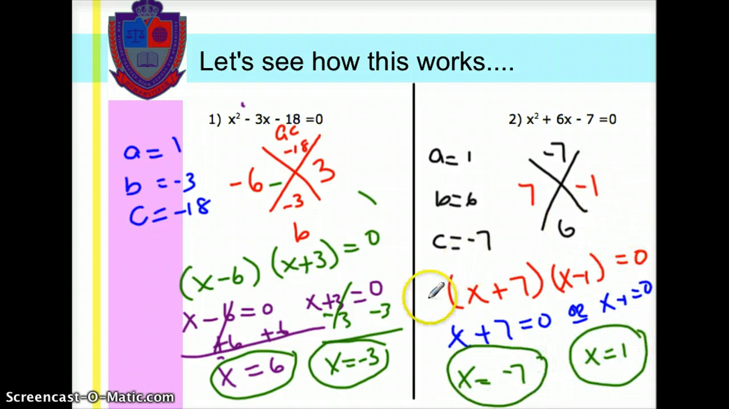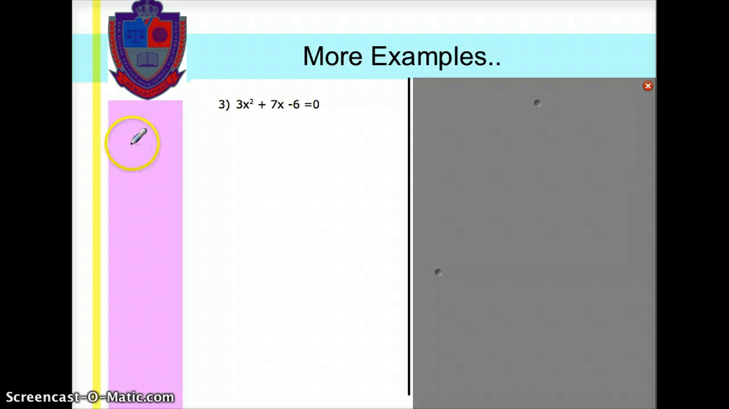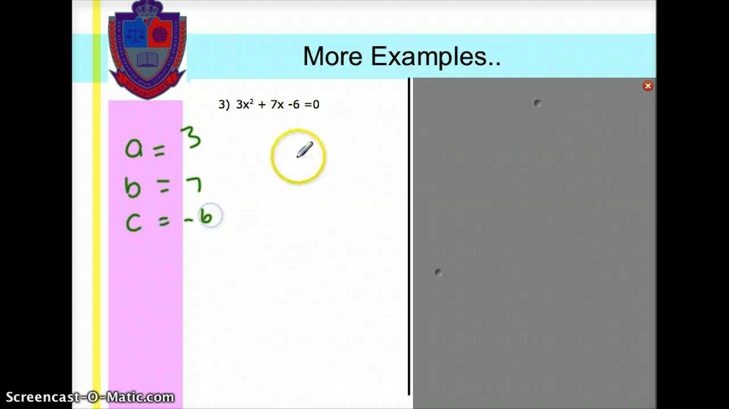Okay, we should all be able to get up to here, and then all we're doing is setting them equal to 0. Now let's see here. A, B, C. This one's kind of special. A is equal to 3, B is equal to 7, C is -6.